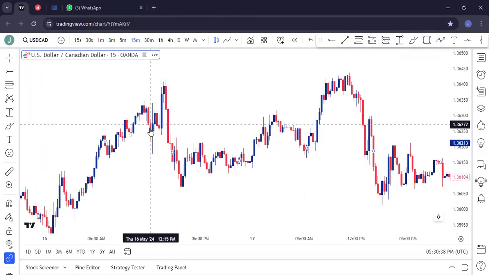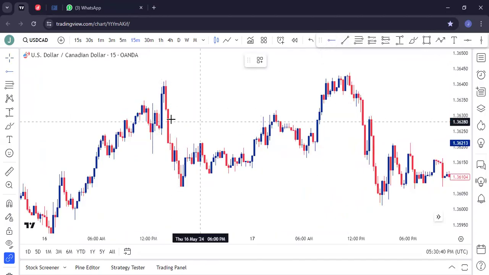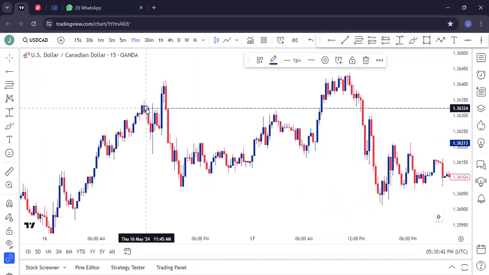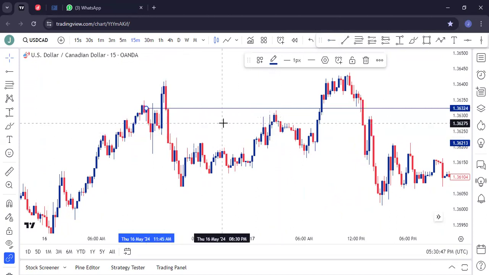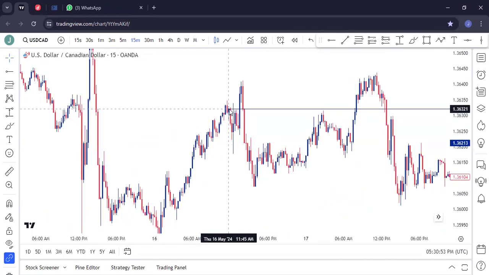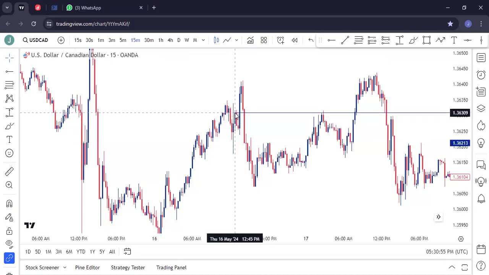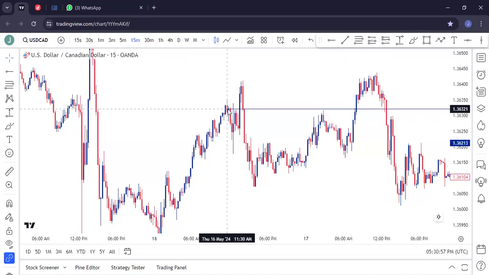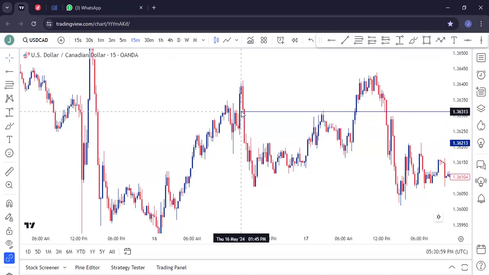So this was a good entry here, but I don't know why the market did not tap this point here. Yeah, this was one of the good entries. The market came here, but it was supposed to be here.